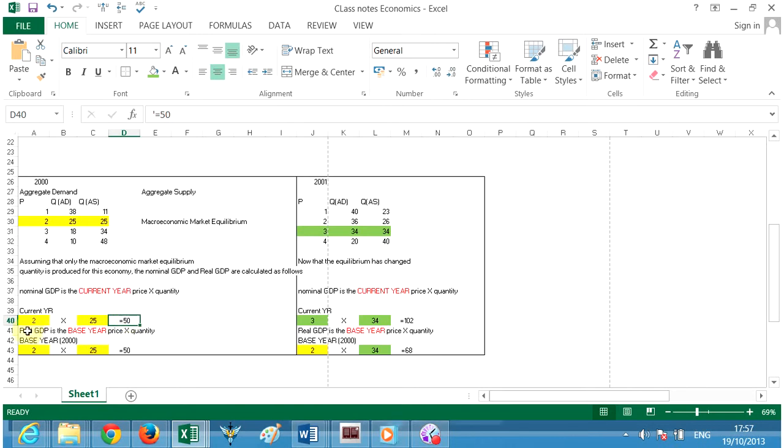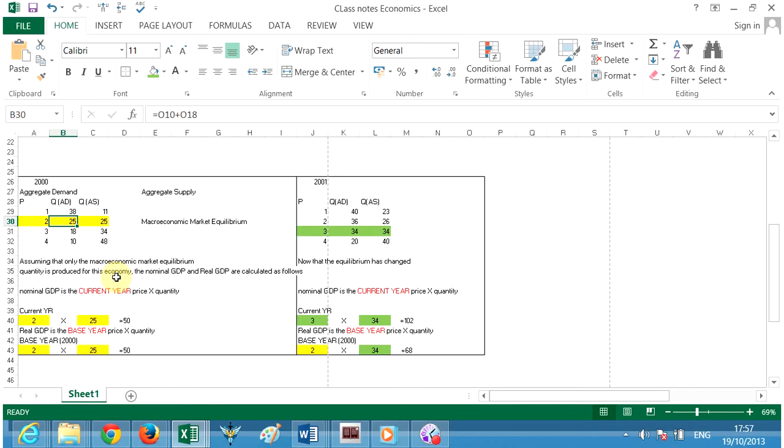The real GDP is the base year price times quantity. So the base year, which is 2000, just the beginning year, the price is 2 times 25. At first, they are the same because this is the base year. The nominal GDP uses the current year and so does the real GDP, but that will change in a few moments.